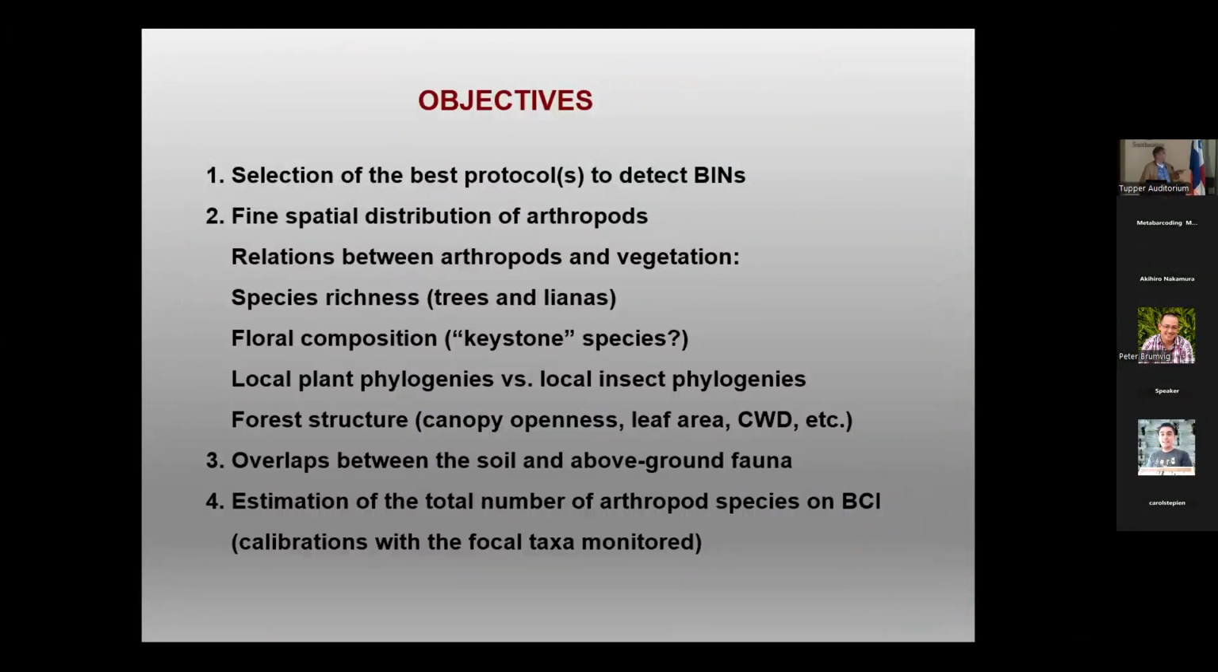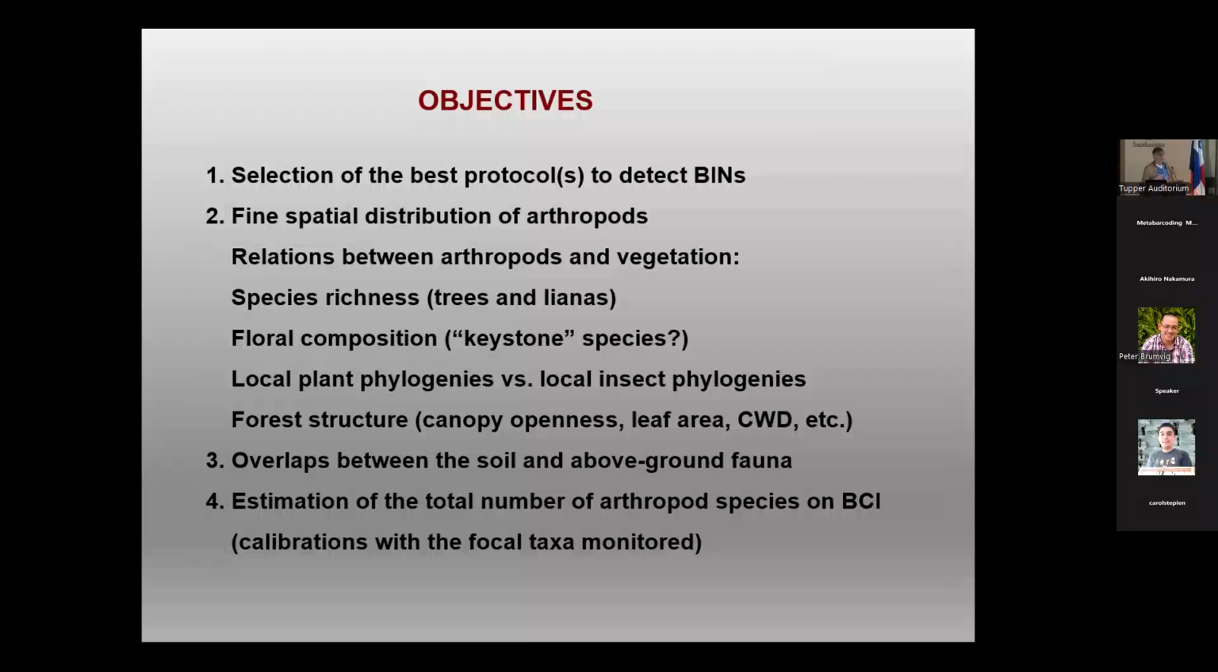So the objective of those data, and I think Daniel is going to talk about this in the next talk, is first a selection of the best protocol to detect the insects, because for insects it's very different from trees. With trees, you have basically just one protocol and that's it. But you have as many insect protocols as there are insect groups. So that's one thing to consider.